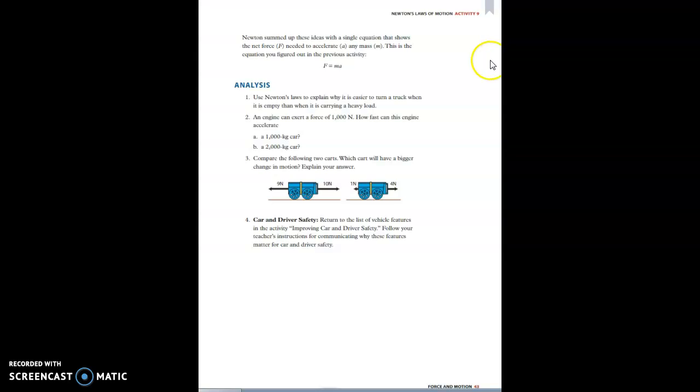Newton summed up these ideas with a single equation that shows the net force, F, needed to accelerate, A, any mass, M. So in this equation, F stands for force, the net force, A stands for acceleration, and M stands for mass. This is an equation that we figured out in the previous activity, which we skipped over. We skipped activity 8, and the equation that Newton discovered was: force is equal to mass times acceleration, F = MA.